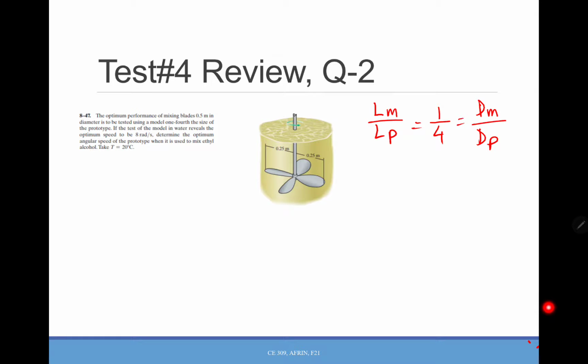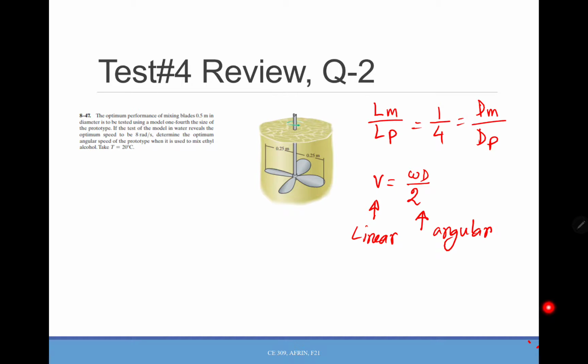Now one thing is, since it's a mixing blade and it's rotating, it has the angular speed, but for any non-dimensional number we didn't see the angular speed, so you need to convert the angular speed into the linear speed. So linear speed v equals ωd over 2. So that is the linear and that is the angular.